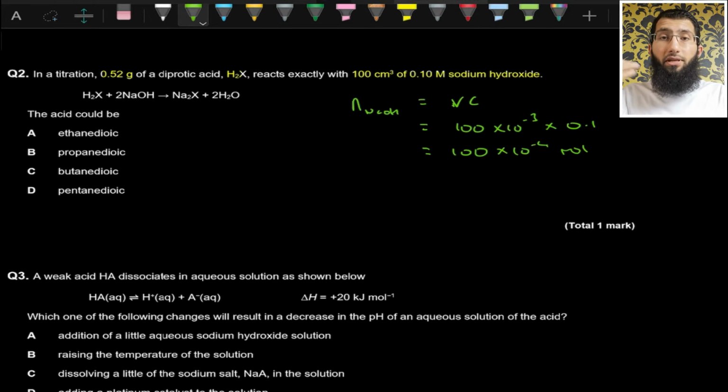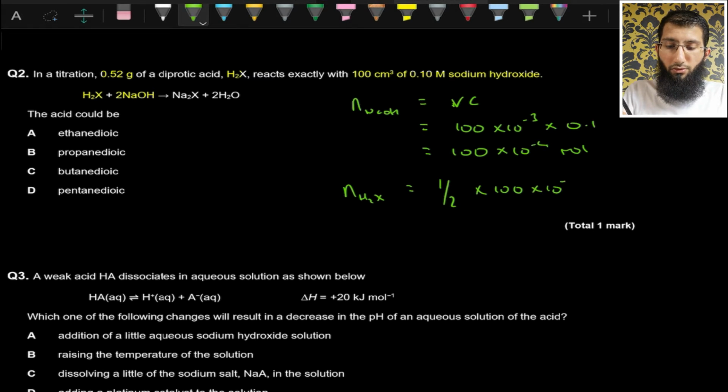So, if we know the moles of sodium hydroxide, we can work out the moles of the diprotic acid, H2X, because we've been given the ratio. For every 1 mole of H2X, we've got 2 moles of NaOH. So to work out the moles of H2X, it's simply going to be half the moles of what we've just calculated. So that's going to be 50 times 10 to the minus 4 mole of H2X.